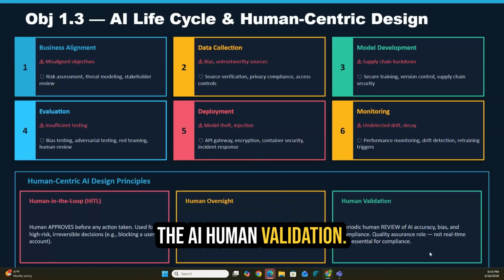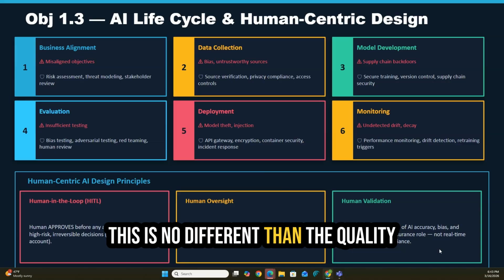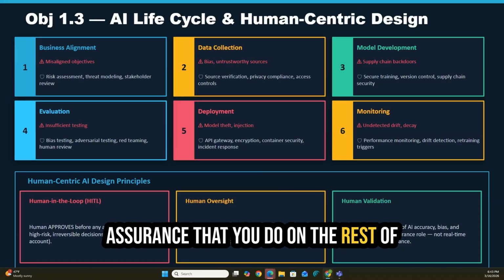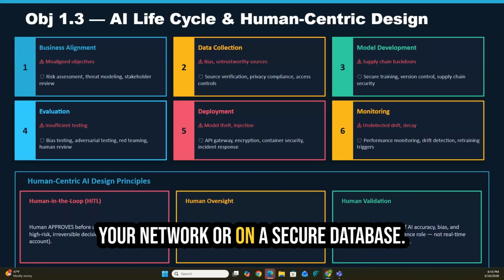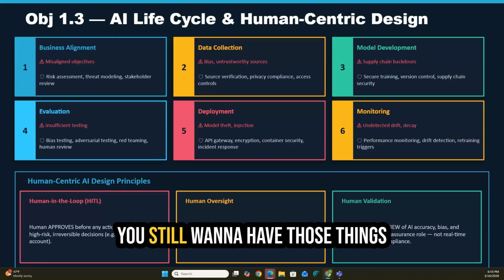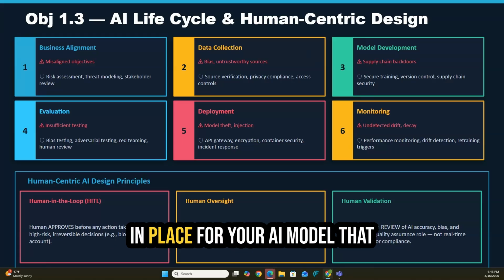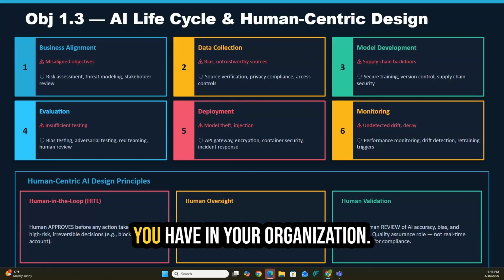Human validation. So periodic human reviews of AI accuracy. This is no different than the quality assurance that you do on the rest of your network or on a secure database. You still want to have those things in place for your AI model that you have in your organization.